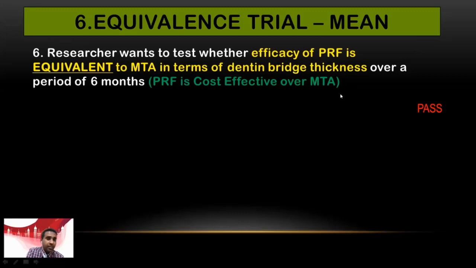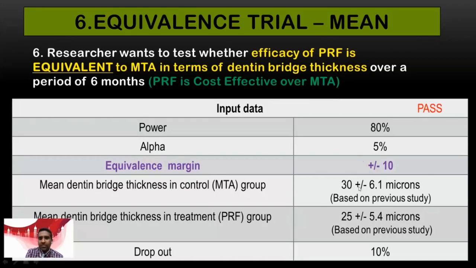Assume MTA results in 30 microns dentin bridge formation over a period of 6 months. Now, how much equivalence margin do I have to give for PRF? I can say plus or minus 10 microns excess or less. So what I'm giving is, let me take a power at 80% and alpha at 5%. The equivalence margin I'm setting at plus or minus 10.